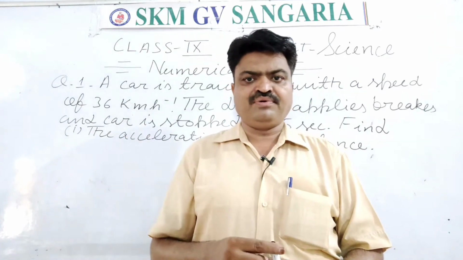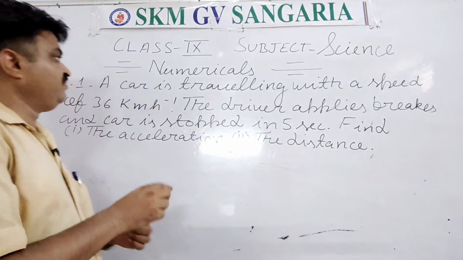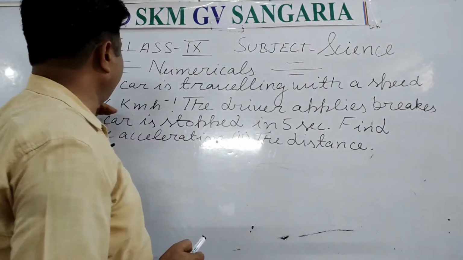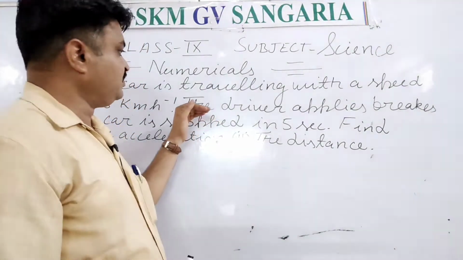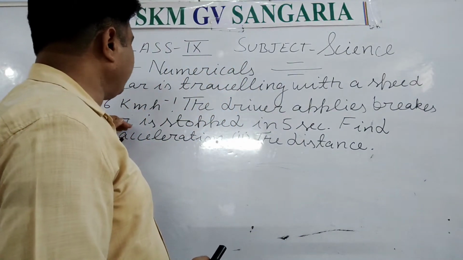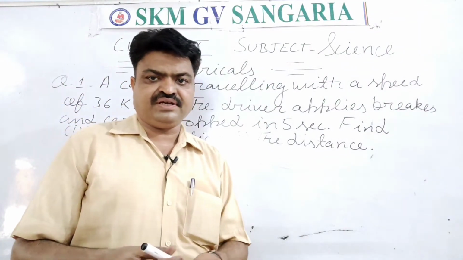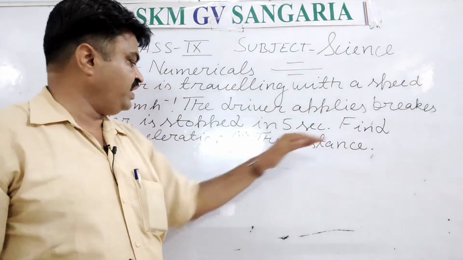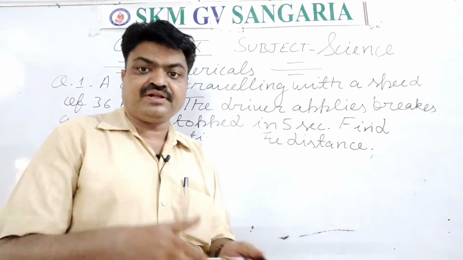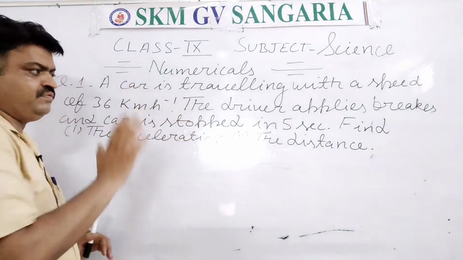On the whiteboard I have written one question, you should read it carefully. So we are reading now. A car is traveling with a speed of 36 km per hour. The driver applies brakes on it, and the car is stopped in 5 seconds after applying the brake. Find the acceleration and the distance traveled after applying the brake. So these are the two quantities that we will try to find out.